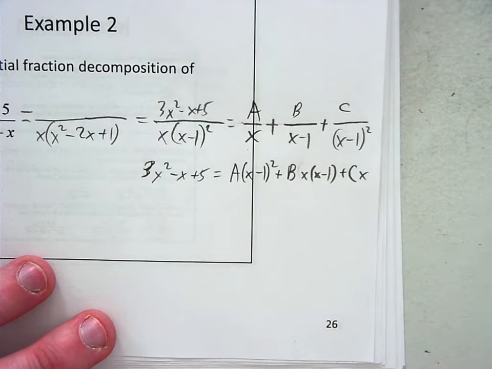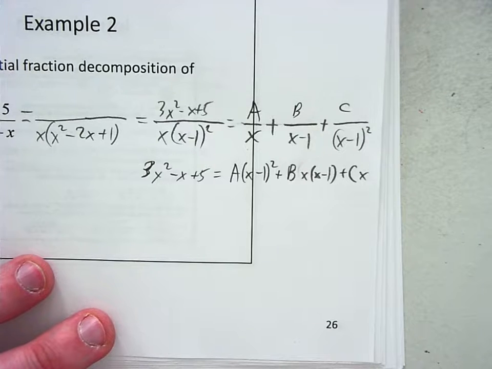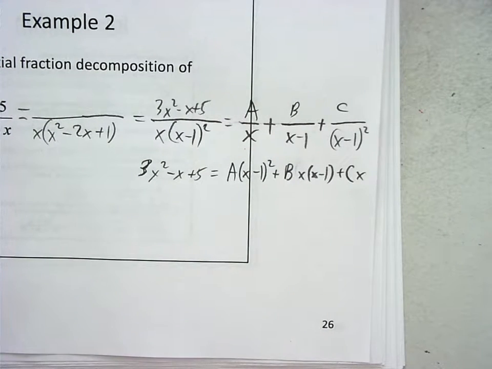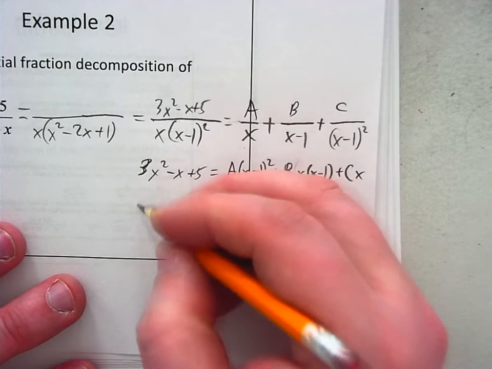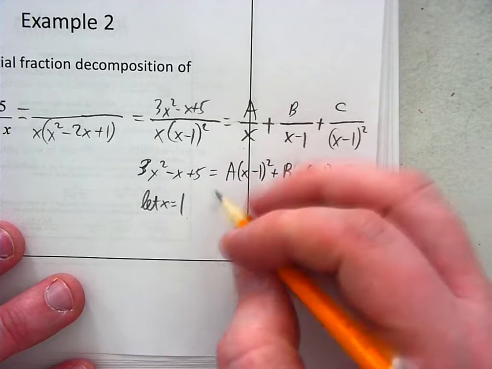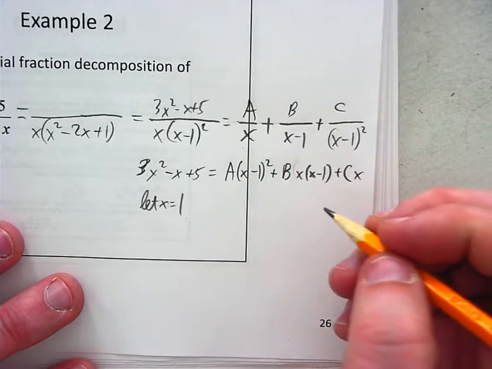So then, this one can be a little bit tricky because you have 3 different values, but it still works the same way. What could you plug in that would leave you with just one of those, A, B, or C? 1. So I'm going to let x equal 1. When I do that, I don't leave myself any room.